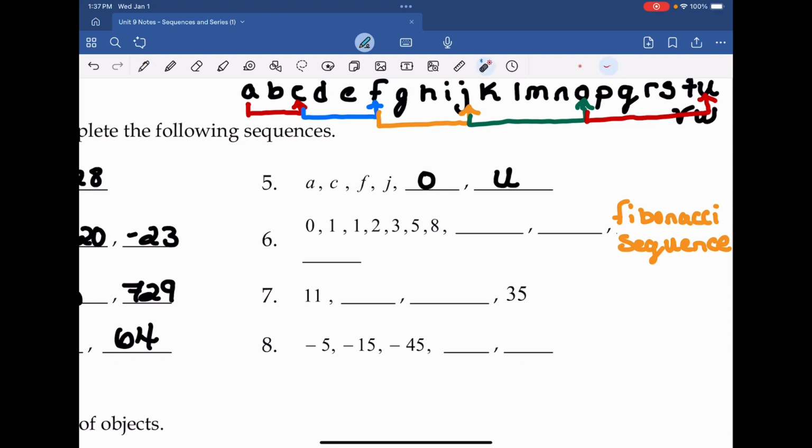Here's what I mean by that. If you take 0 and 1 and put them together, you get 1. If you take 1 and 1 and put those two together, you get 2. If you take 1 and 2, you get 3. So you're just adding the previous two numbers. In this situation, if I want to get to the next number, I take 5 and 8, add them together, which gives me 13. I can fill that into my next blank. To get the next number, I take 8 and 13 and add them together, which gives me 21. Then I take 21 and 13 and add them together, and I get 34.